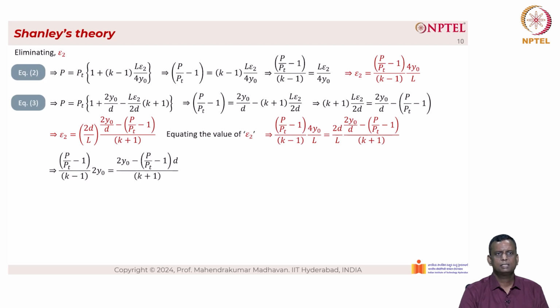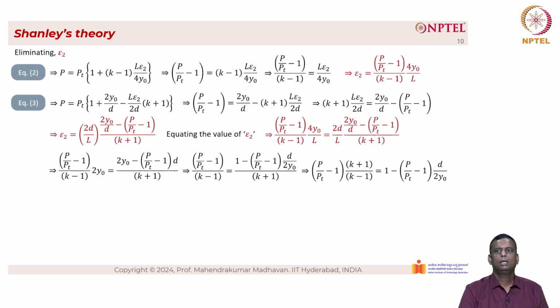This can be further simplified as (P/P_t − 1)/(k − 1) into 2y_0 is equal to 2y_0 minus (P/P_t − 1) into d/(k + 1). This again can be further simplified: (P/P_t − 1)/(k − 1) is equal to 1 minus (P/P_t − 1) into d/2y_0, divided by k + 1. This can again be simplified as (P/P_t − 1) into (k + 1)/(k − 1) is equal to 1 minus (P/P_t − 1) into d/2y_0.